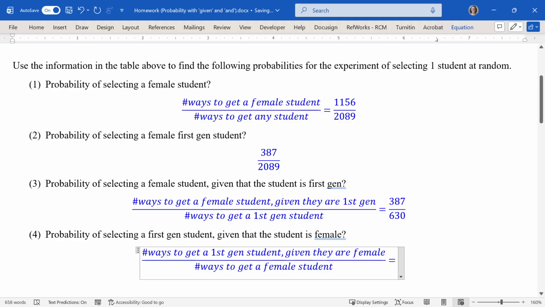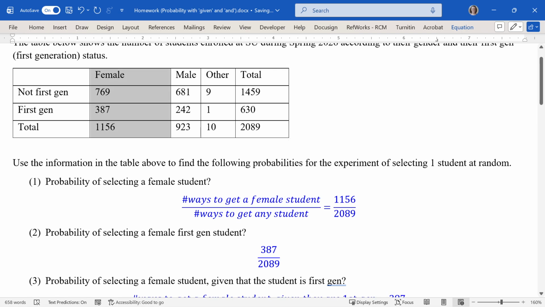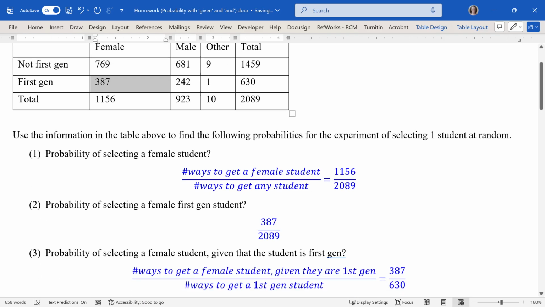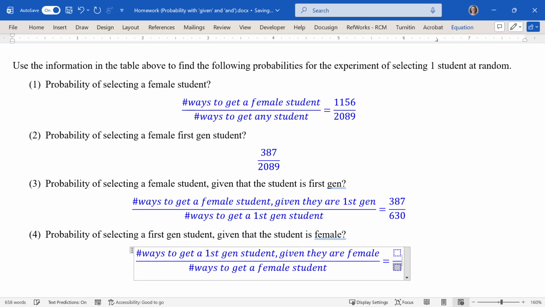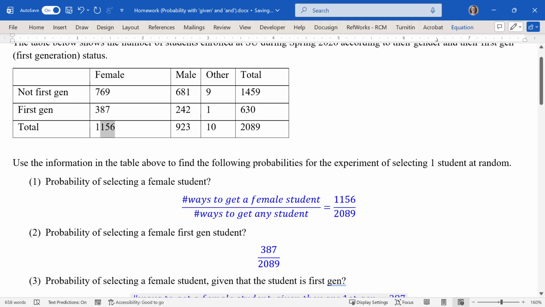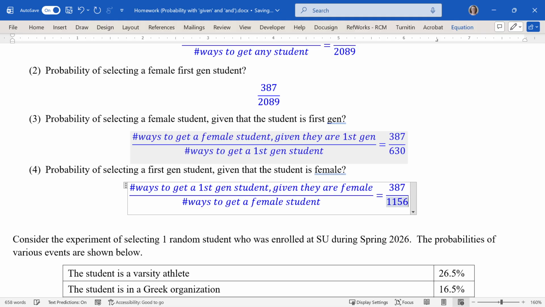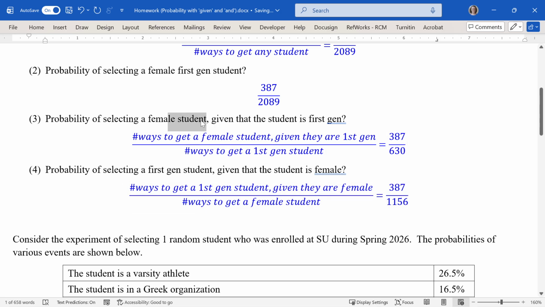So interestingly enough, the top is going to be the same number in both cases. So if you know that you're only looking at female students, the number of them that are first gen is the same number we saw before, 387. But now the pool is different. So on the bottom, we want all of the female students, which is 1156. Okay, so we get two different answers here. So it does in fact matter which event is the one that you're getting the probability of, and then which one is the given event. We cannot swap these two things and get the same answer.